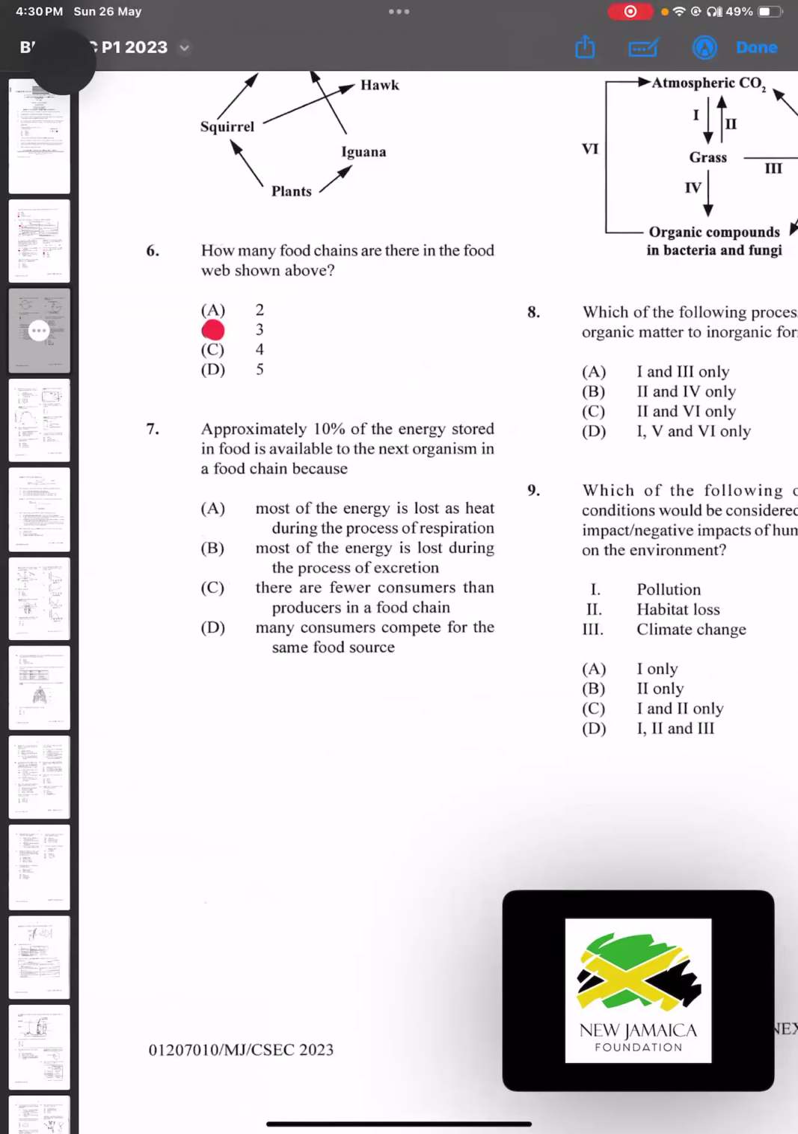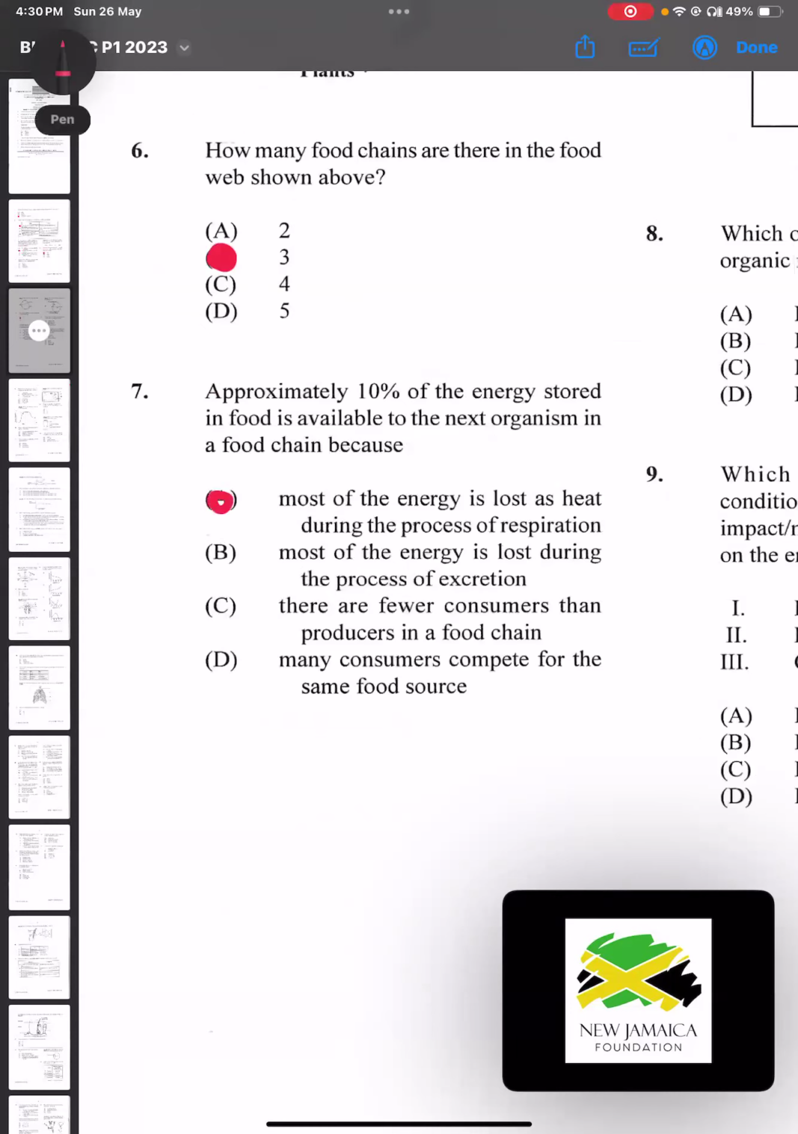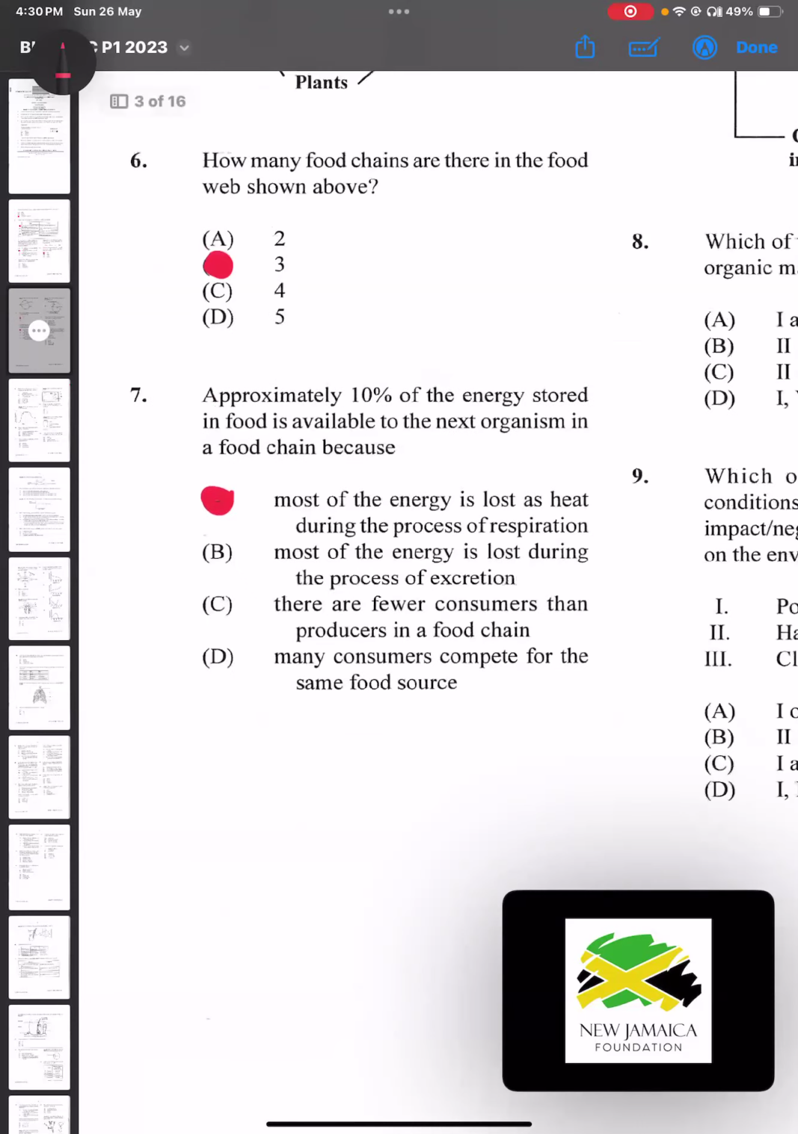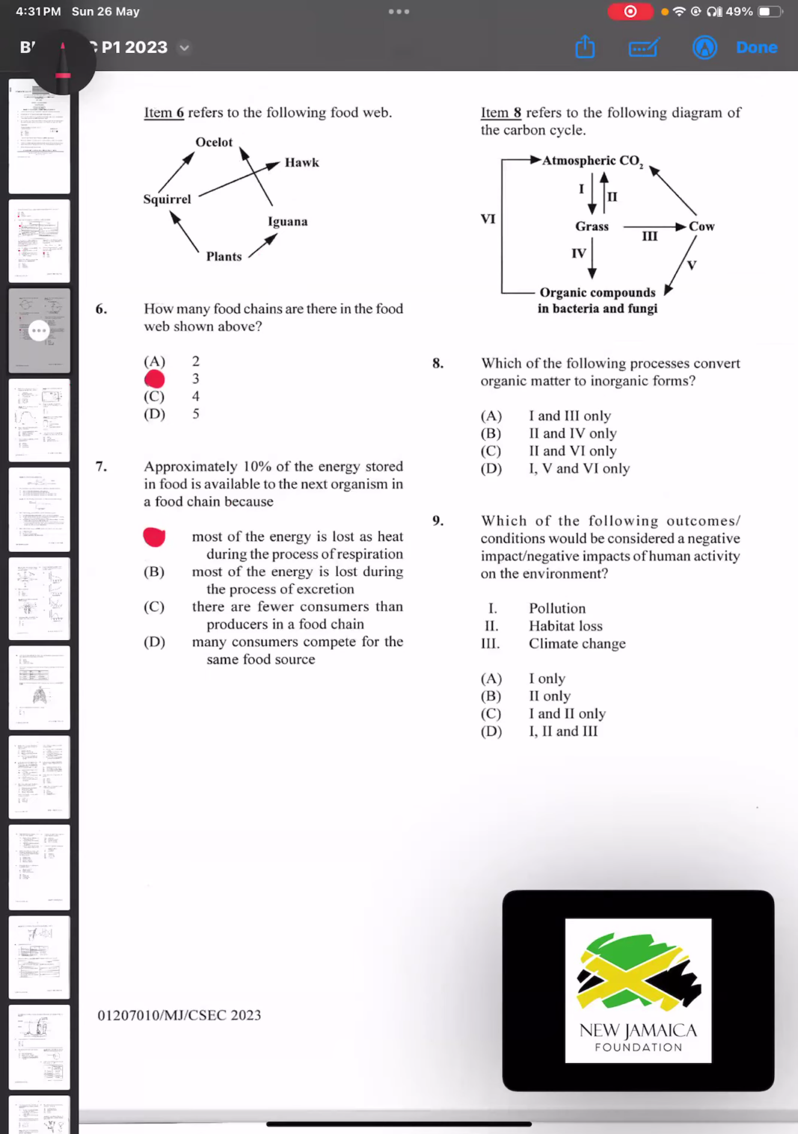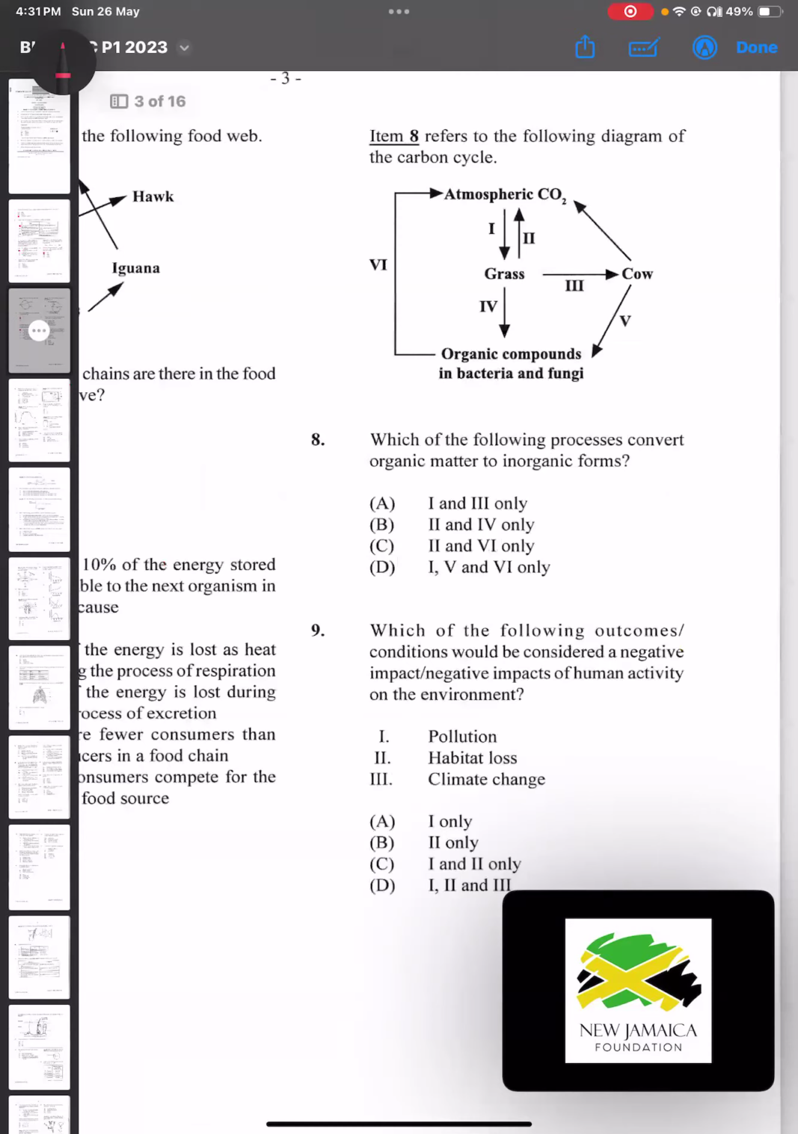Number 7 is asking about energy flow in food chains, and you're supposed to explain why only 10% of the energy in food chains is available to the next organism. You basically have two options that are close, A and B, and then you would decide between the two of them. In this case, A would be the most appropriate answer because it is where most heat is lost. So yes, it's where most energy is lost. Energy is lost in respiration, but the majority of the energy that you have in your body is lost as heat. So A would be the most appropriate answer.